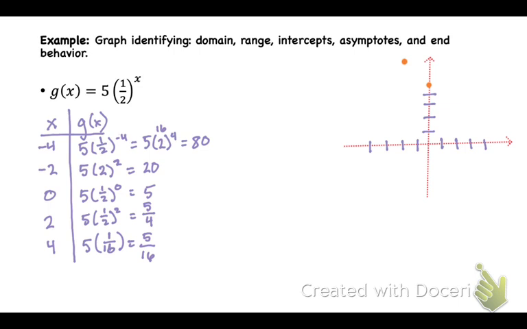No, wait a second. I thought 0 was always going to be 1. What made it 5? 1 times 5. The 5, right? That 5 changed that. And then I have 5/4, so that'd be 1 1/4, right? And I have 5/16 would be like clear down there, wouldn't it?